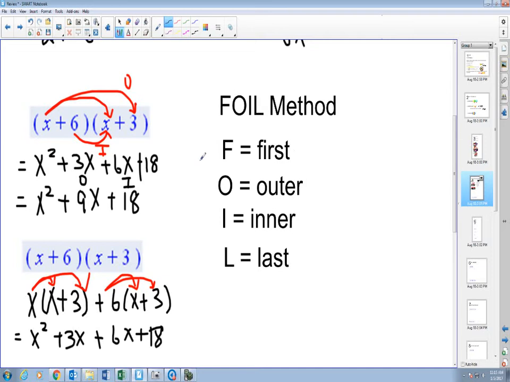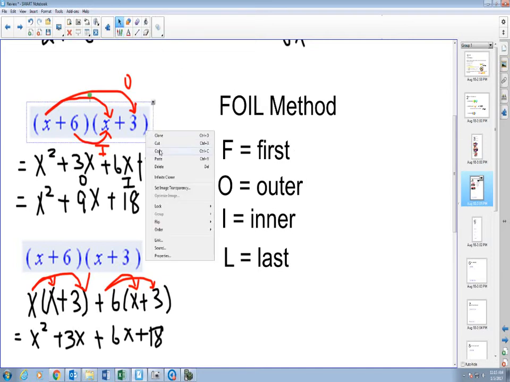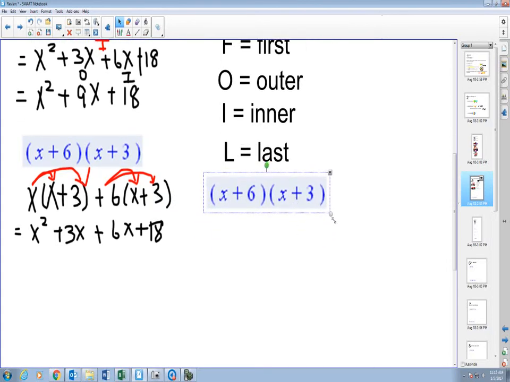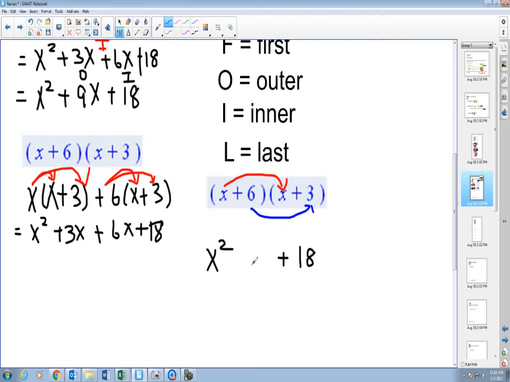So it turns out FOIL method is a shortcut. It's designed to be done by looking at it. So the way you actually do this problem is looking at this and writing down the answer. Because the first thing you do in the FOIL method is x times x, which will give you x squared. The last thing that you do is the positive 6 times a positive 3, which will give you positive 18. So this middle term will be the inner and the outer combined.